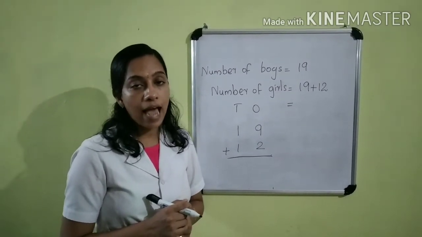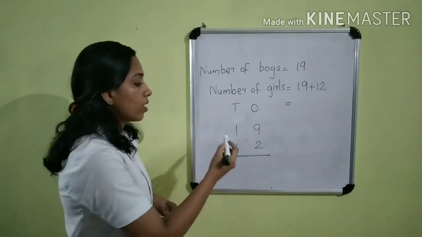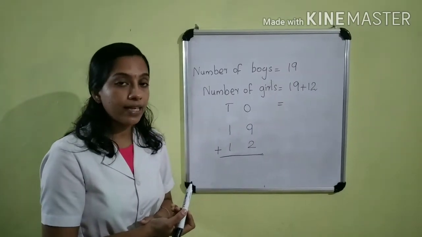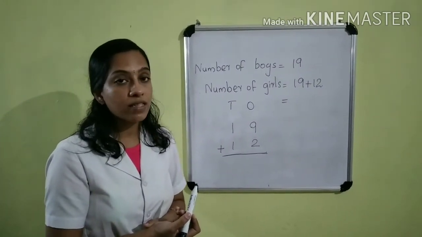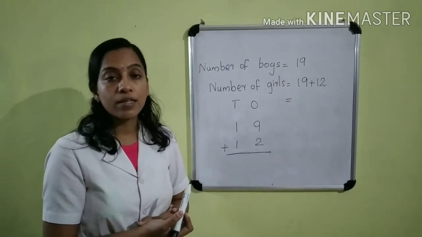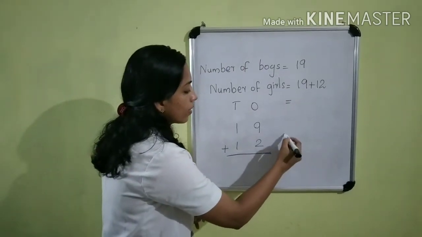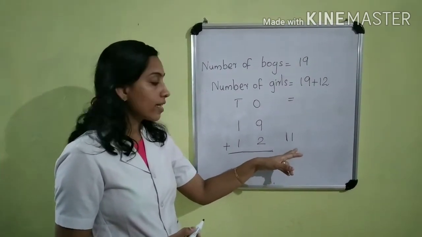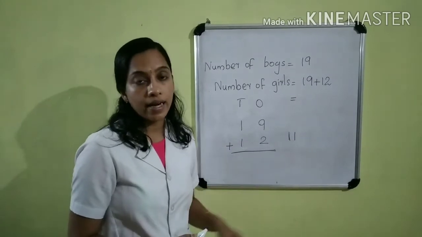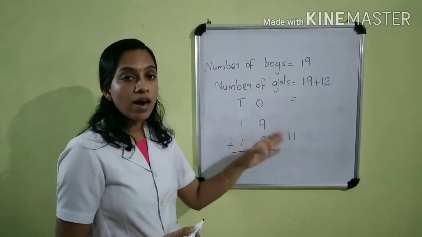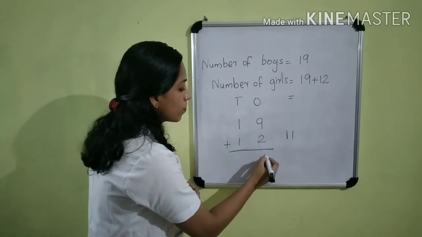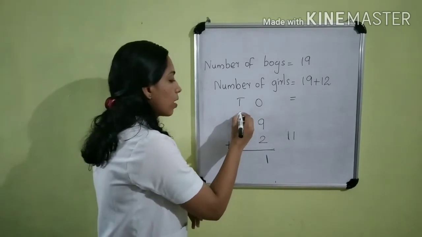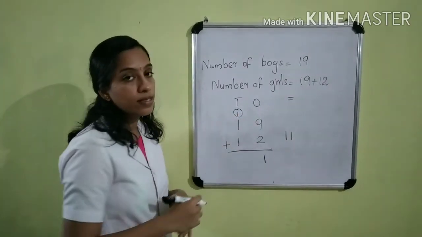So children, let us add 19 and 12. 19 plus 12. First we add the ones place digits, that is 9 plus 2. What will be the answer? 9 plus 2 is equal to 11. In this number 11, we can say that 1 one and 1 ten. So we write the 1 one in the ones column and the 1 ten carries forward to the tens column and we put it in the circle.